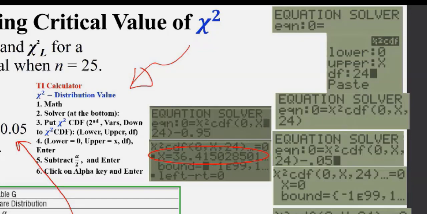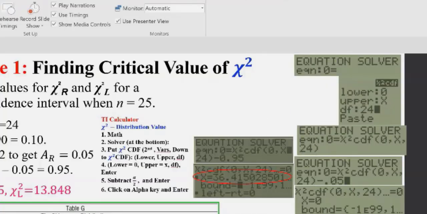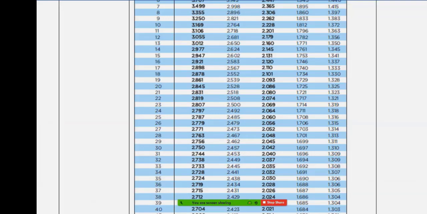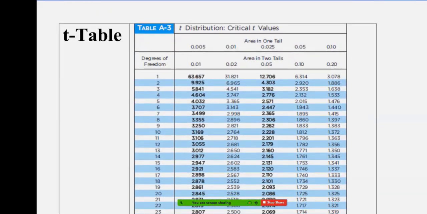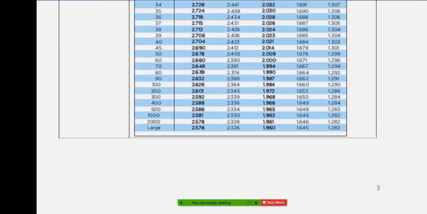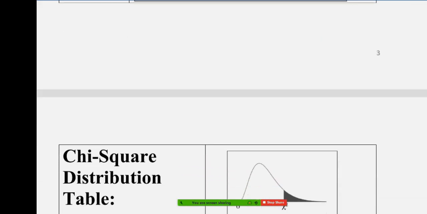So what I want to show you quickly is how to use the table. I want to go back and show you the table. Okay, so here's the table. Remember, this was the T table, right? When we go up, the next table is called the chi-square distribution table.